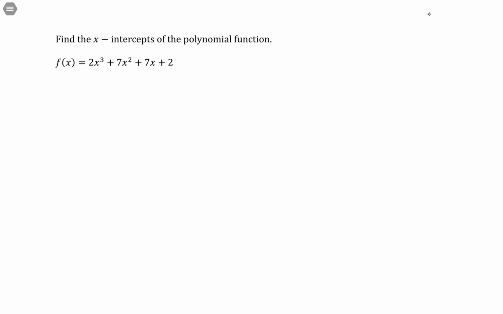Find the x-intercepts of the polynomial function. F of x equals 2x cubed plus 7x squared plus 7x plus 2.